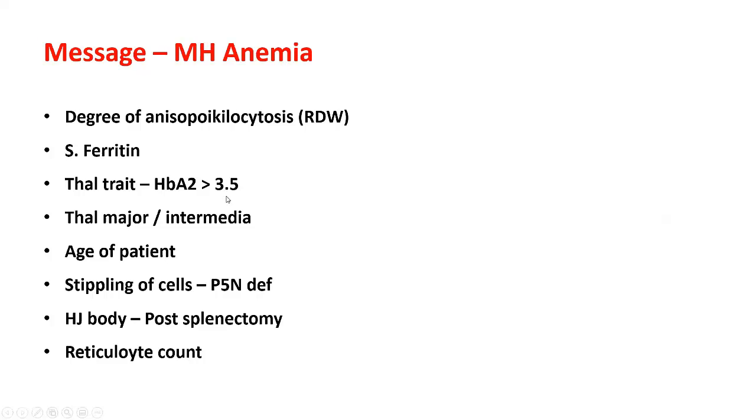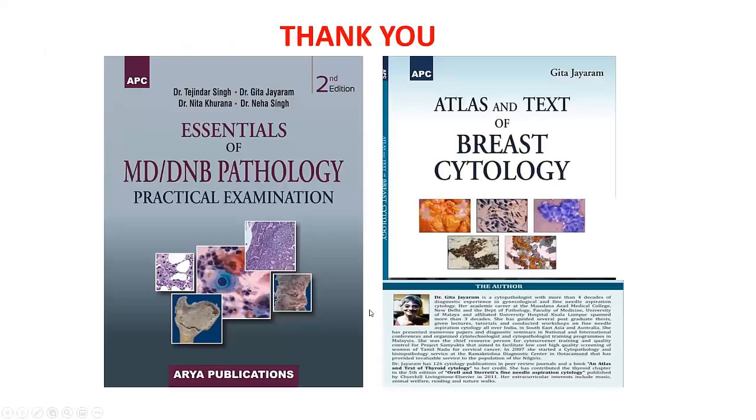So the message is that the degree of anisopoikilocytosis, the RDW, gives us an idea whether we are dealing with thalassemia trait or iron deficiency anemia, thal major, or HbH disease. But keep in mind that in P5N deficiency, pyrimidine 5 nucleotidase deficiency, you find that the cells show basophilic stippling, like you find in lead poisoning. And Howell-Jolly bodies we find in post-splenectomy and so on.